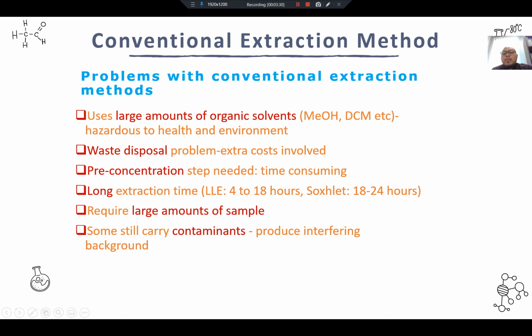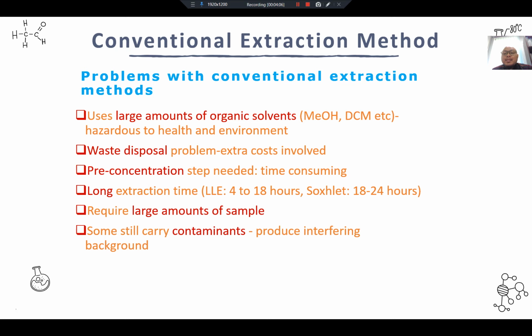Long extraction time: for LLE, not really 4 to 18 hours. Sometimes LLE can be done within 1 hour. I have experience at Jabatan Kimia Malaysia, and it does not take much time. But that is only for one extract. If you need to do multiple extracts, replicates, it may take about 2 hours. But for Soxhlet, it can take hours and days, 6 hours, 12 hours, which I don't really like about Soxhlet.